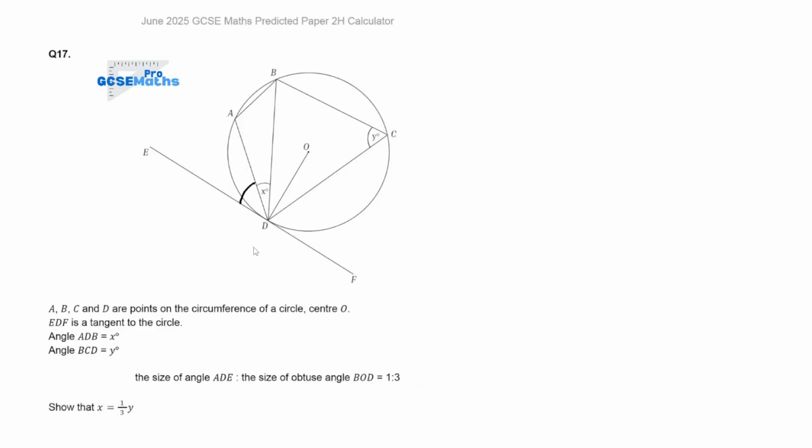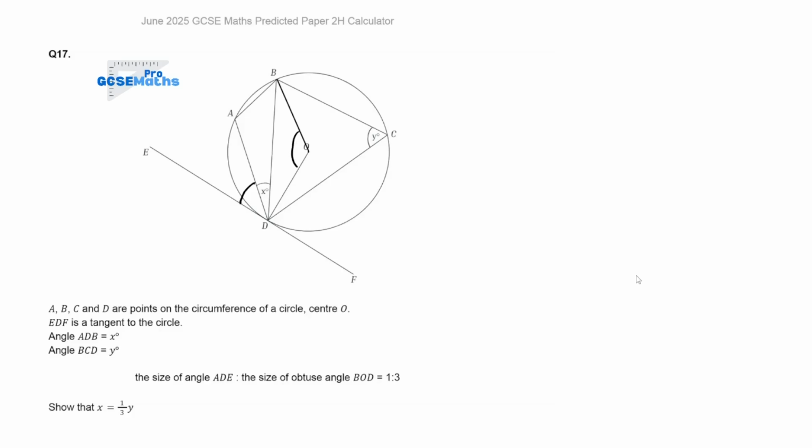So BOD, we're actually going to have to draw another line between B and O. And because it's the obtuse angle, that means it's somewhere between 90 and 180 degrees. So that's obviously then this side of the angle, BOD. We need to show that x is equal to a third y.